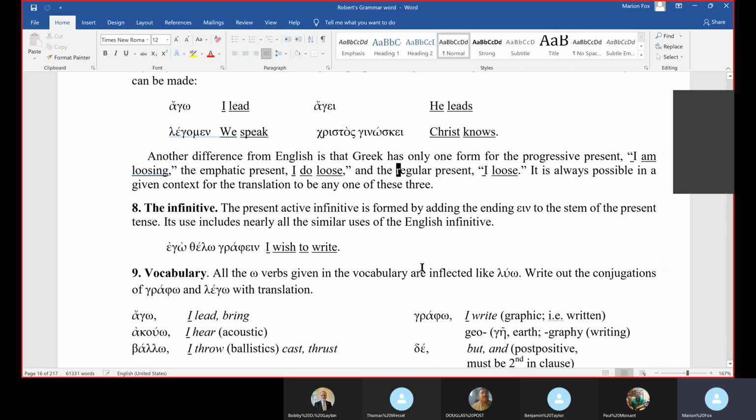Now, Greek only has one form for the progressive present: I am loosing. The emphatic present, I do loose, and the regular present, I loose. In other words, the same form could be any one of these three. So it's possible in a given context to translate it in any one of these three ways. So that becomes a little bit of a contextual problem, and we can certainly be wrong in our views of it.